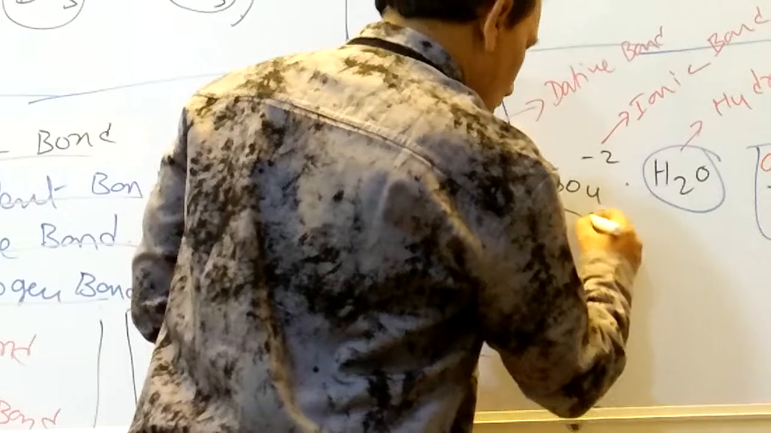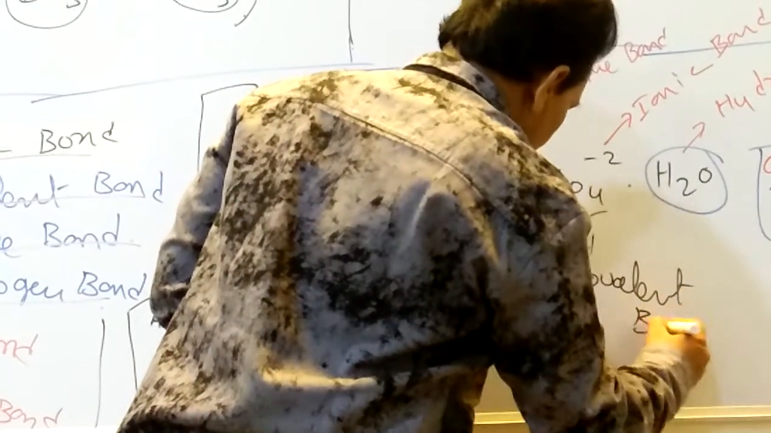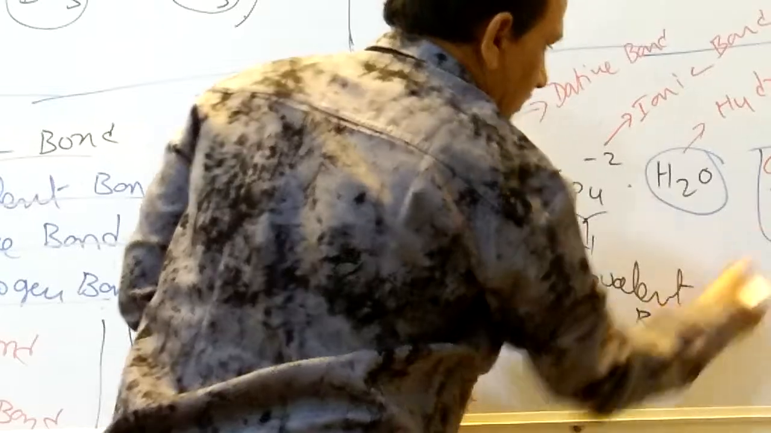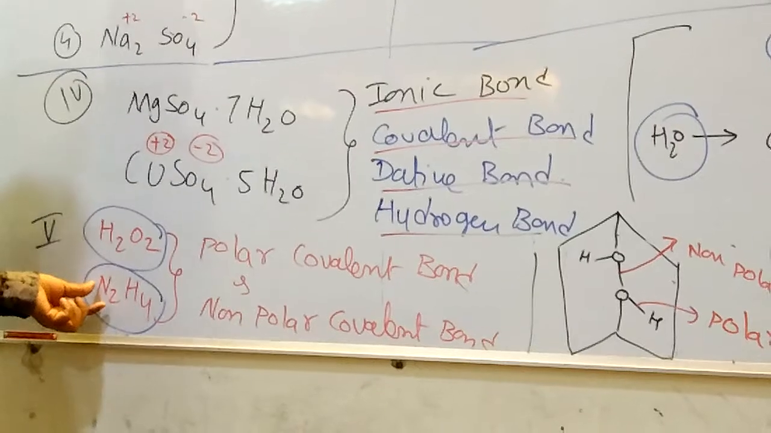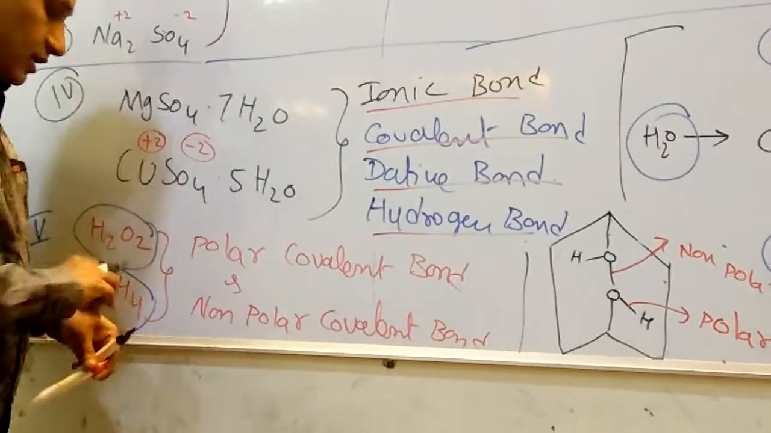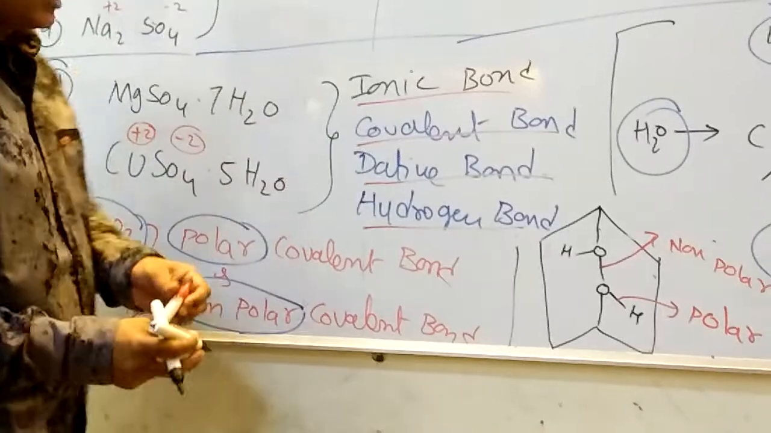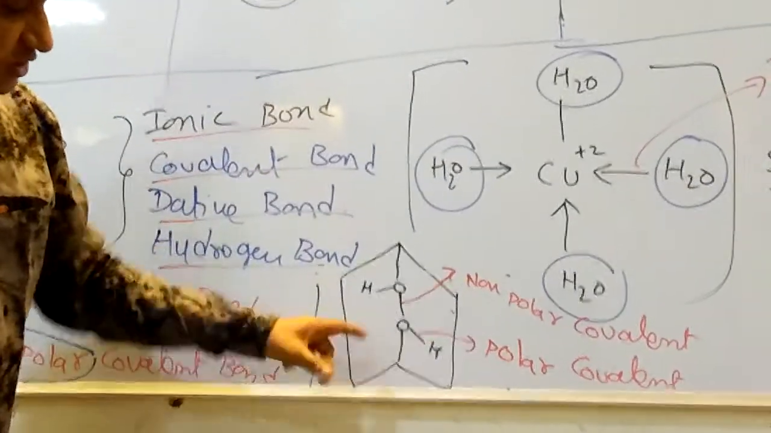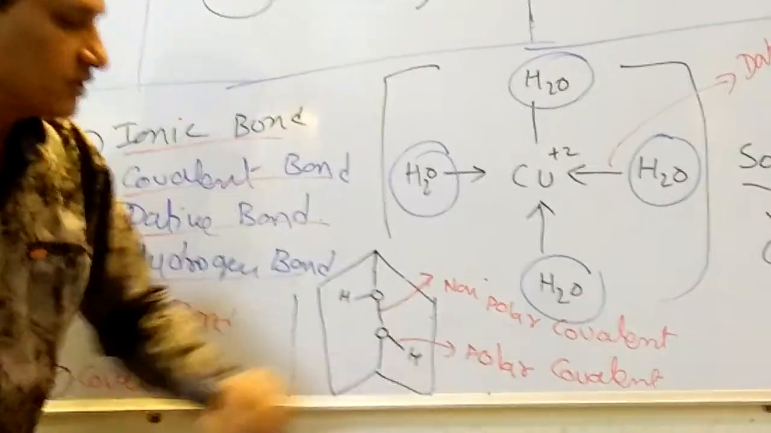SO4 contains covalent bond. Only 4 H2O are linked. Next, H2O2 and N2H4, hydrogen peroxide and hydrazine, show polar covalent and non-polar covalent bonds. Like H2O2 is an open book-like structure. Oxygen-oxygen is linked with non-polar covalent, and oxygen-hydrogen is linked with polar covalent.